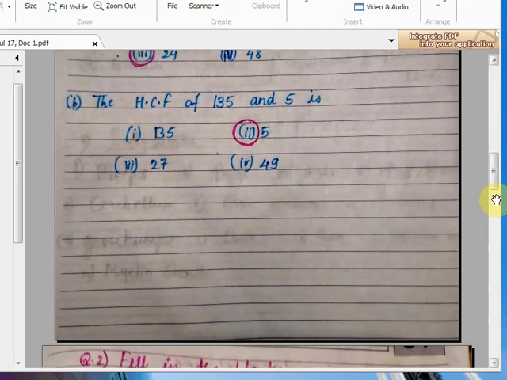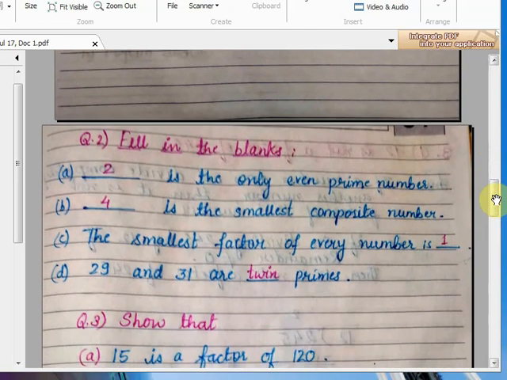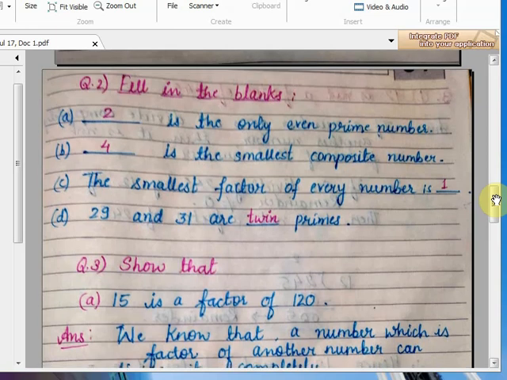Question number 2. It was filling the blanks. First was, dash is the only even prime number. In the first class I told you that 2 is the only even prime number, and dash is the smallest composite number, so 4 is the smallest composite number. The smallest factor of every number is 1, we all know that. And the fourth one, 29 and 31 are twin primes because the difference between them is 2.